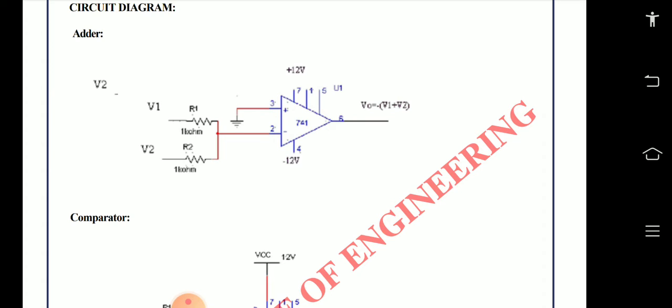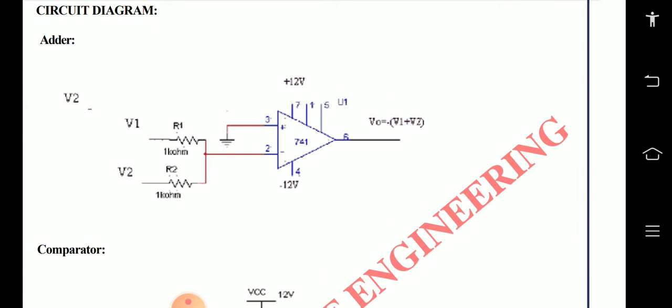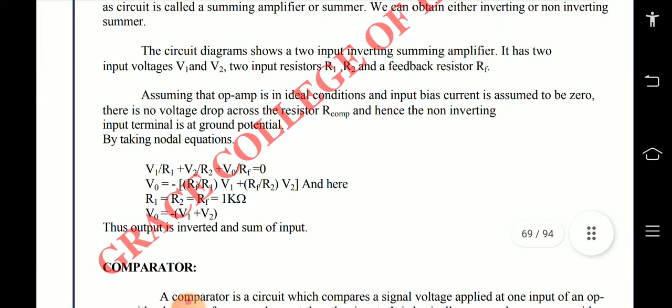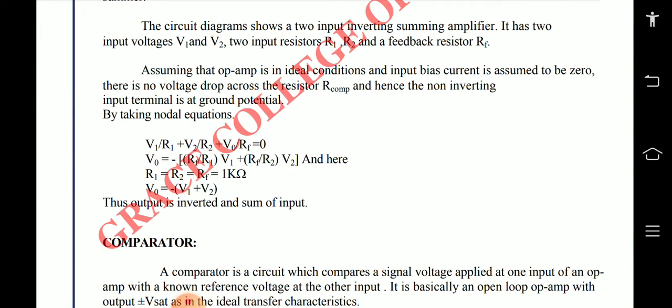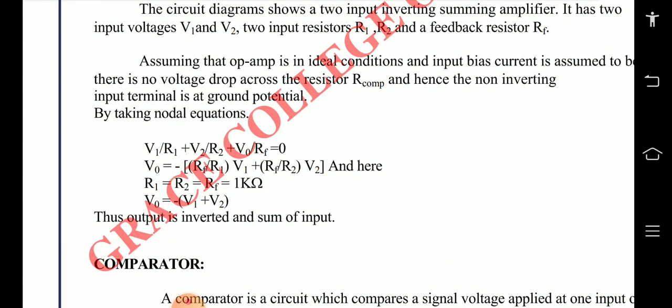So here in this adder circuit diagram, we are giving two inputs to your inverting terminal. Before that, let me get into the formula. By applying the nodal equation, we get V1 divided by R1 plus V2 divided by R2 plus V0 divided by RF is equal to 0. From that we can calculate V0. It gives V0 is equal to minus of V1 plus V2. Here your V1 and V2 are your inputs.